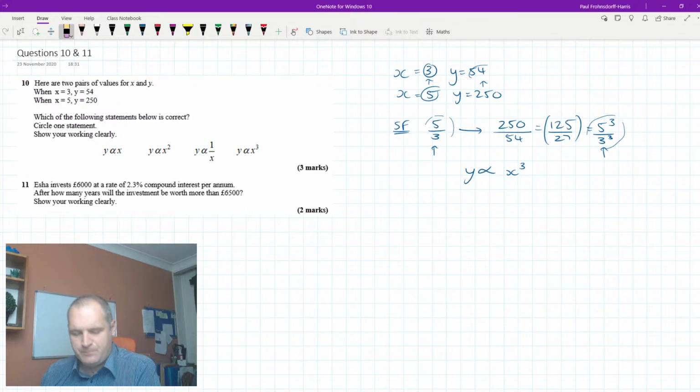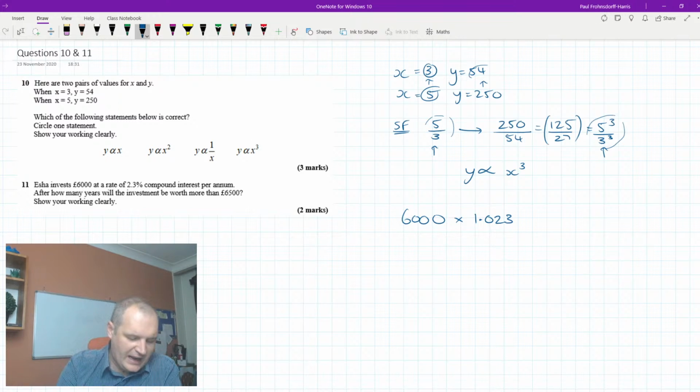Finally, number 11. We have got Isha investing £6,000, and all of a sudden, there it is, £6,000 at a rate of 1.023 per annum per year. That is what that means. And it says, after how long will that be worth 6,500?